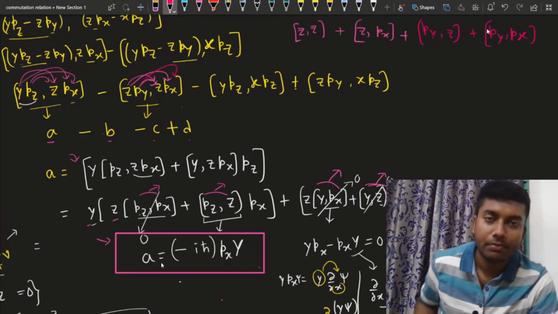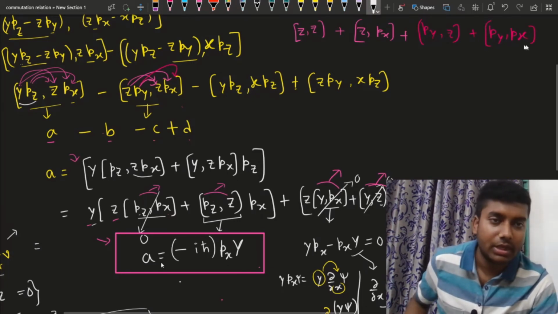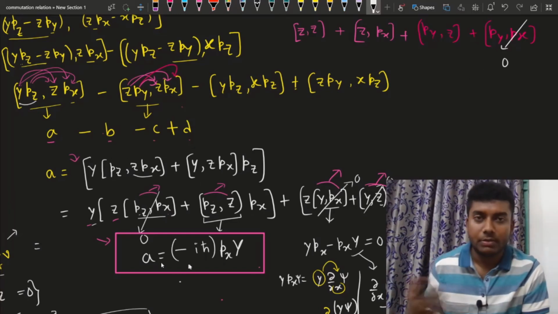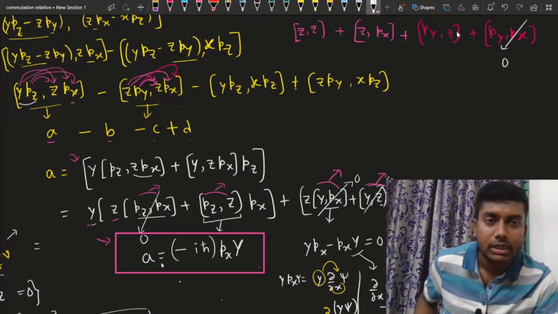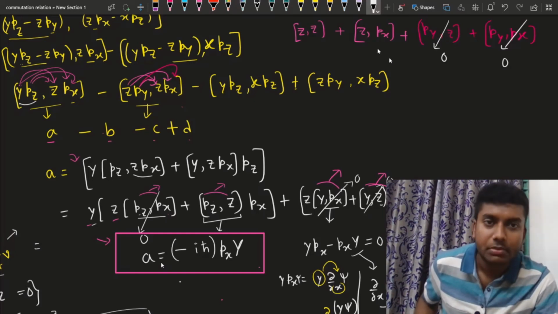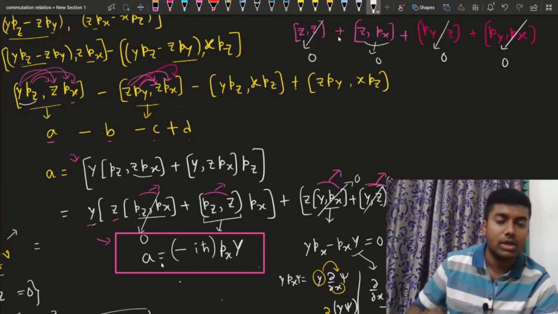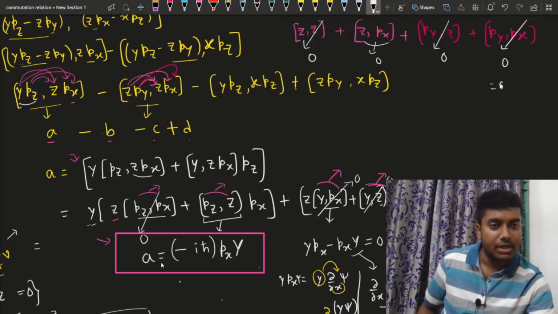Now it is very much clear that this term will be 0 in a similar pattern to what we have followed previously. This will also equal 0, this will also equal 0, and this is also 0, because these two are the same. So this term total will be just 0.